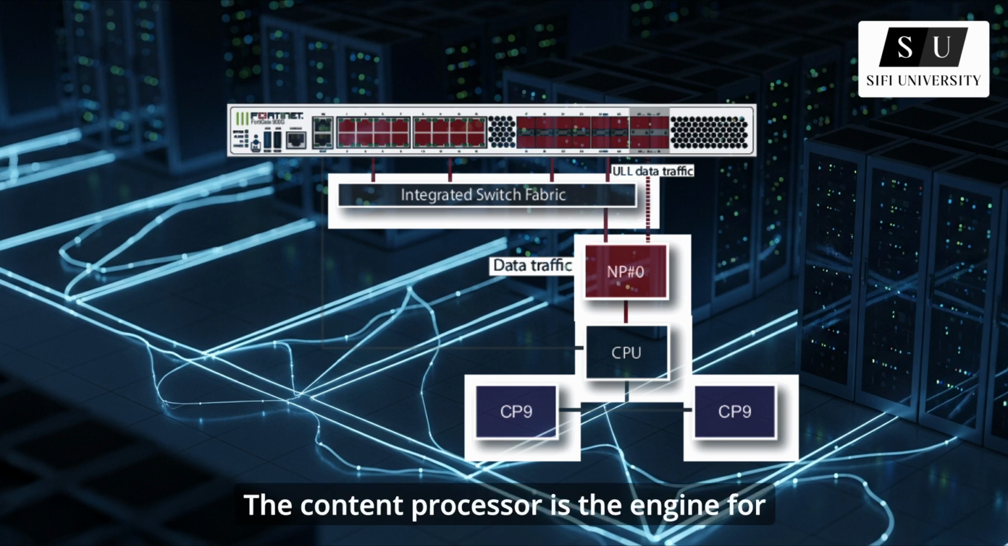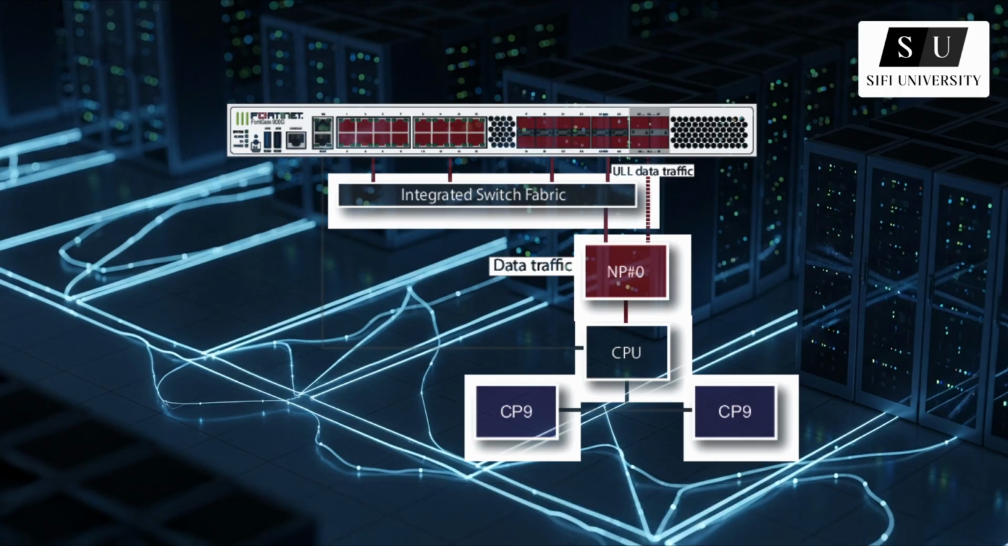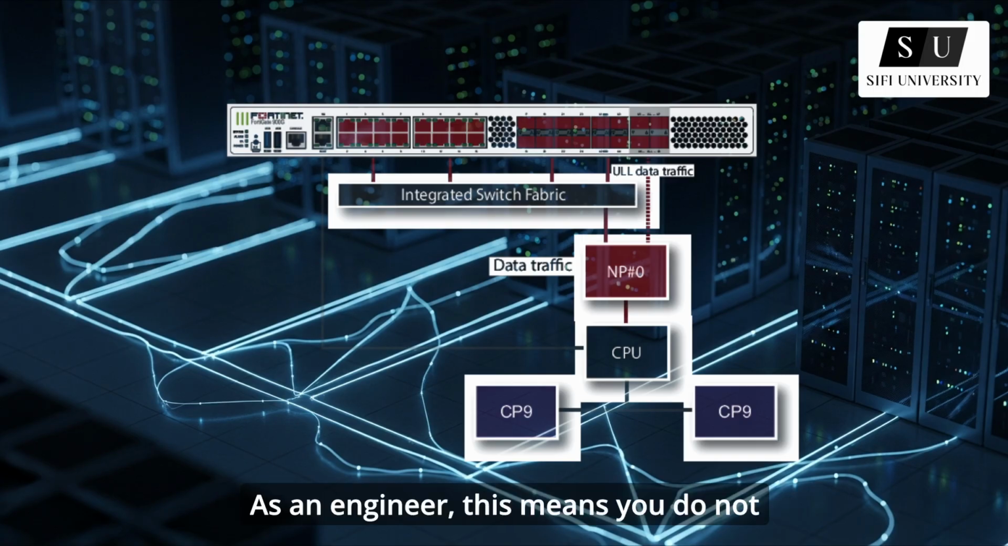The content processor is the engine for deep packet inspection. It offloads the mathematically intensive tasks of SSL decryption and signature-based pattern matching. By offloading these to dedicated hardware, we maintain high throughput even when the full security stack is engaged. As an engineer, this means you do not have to choose between security on and network speed. You can have both of them at the same time.